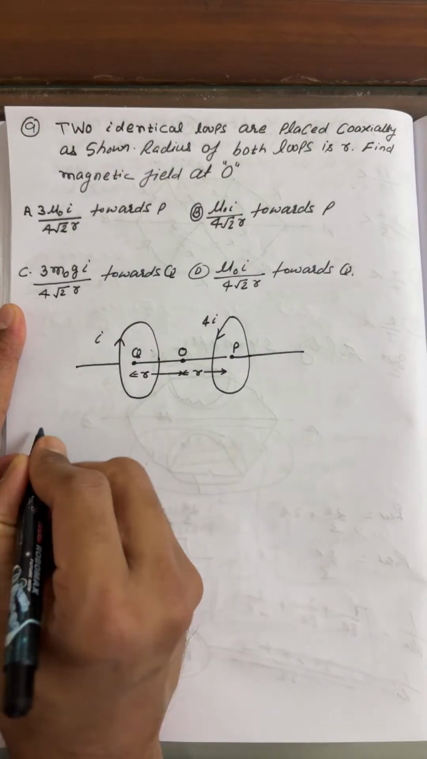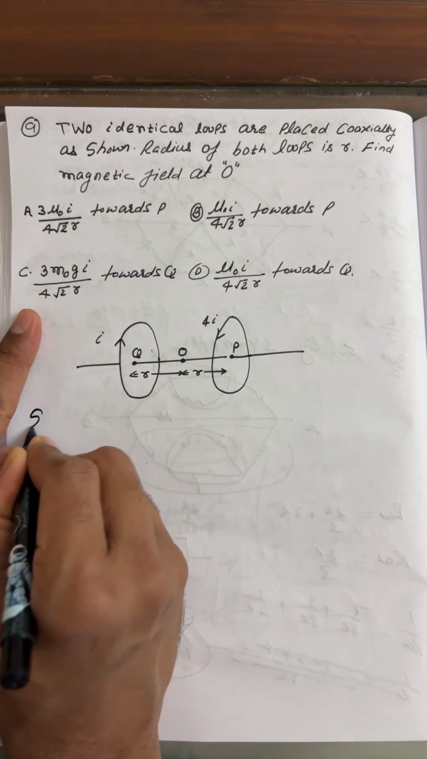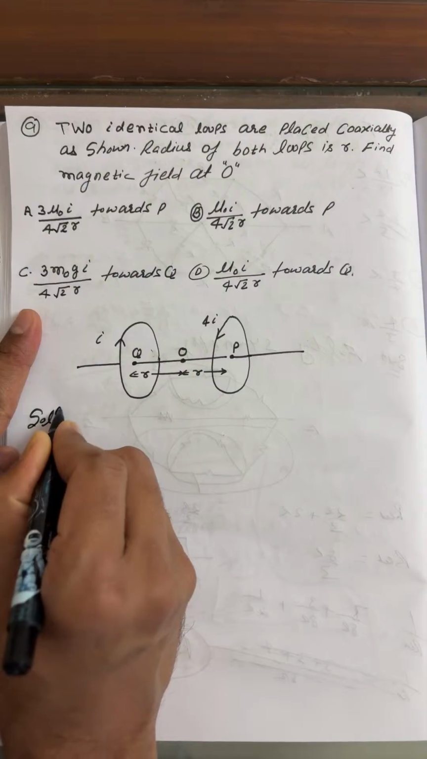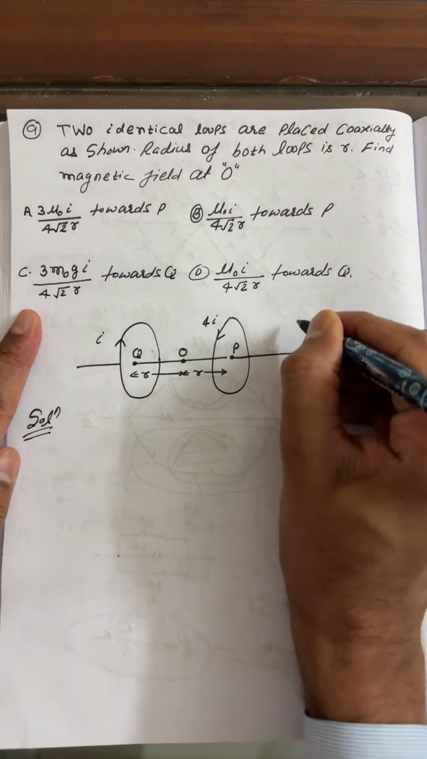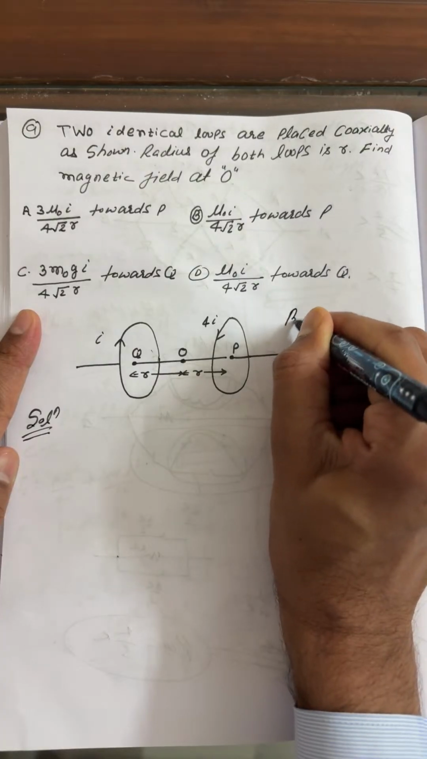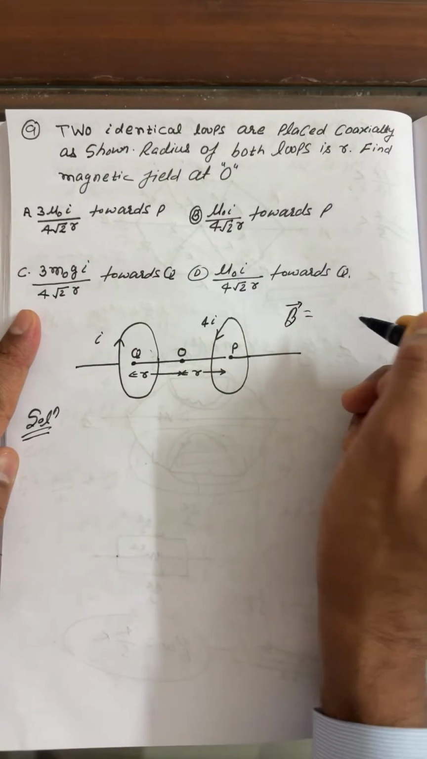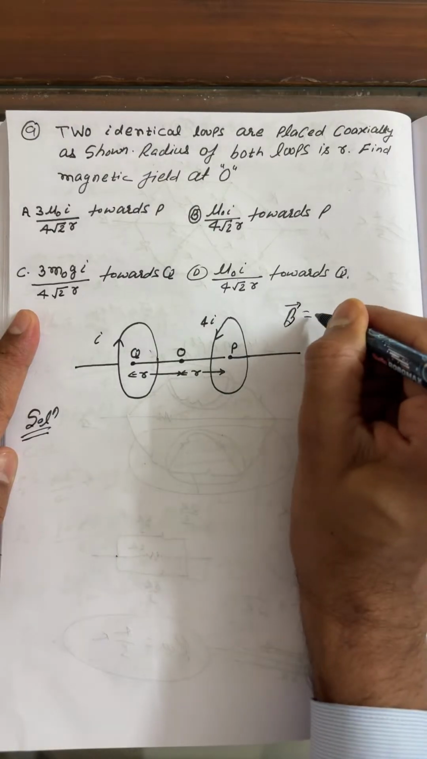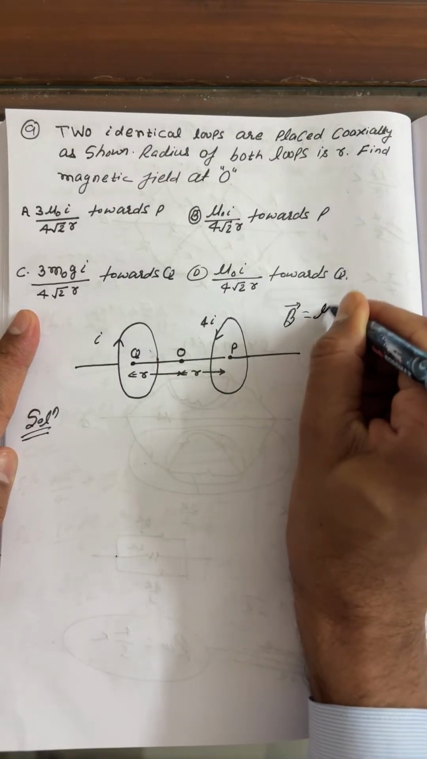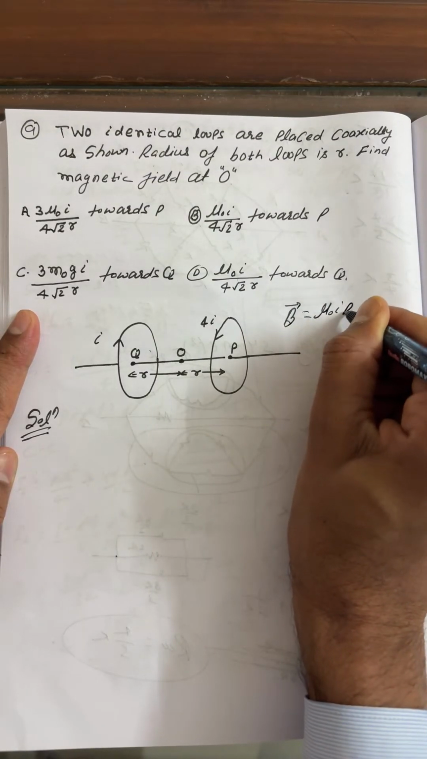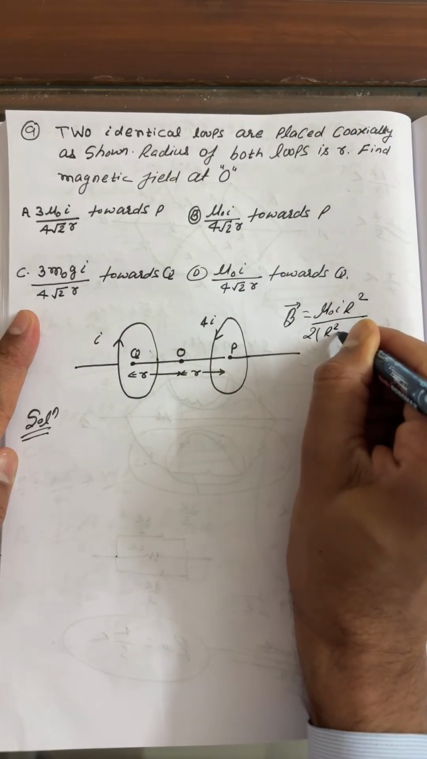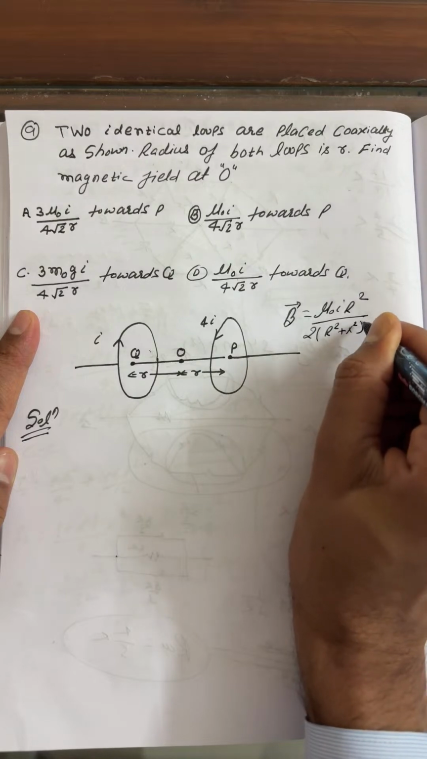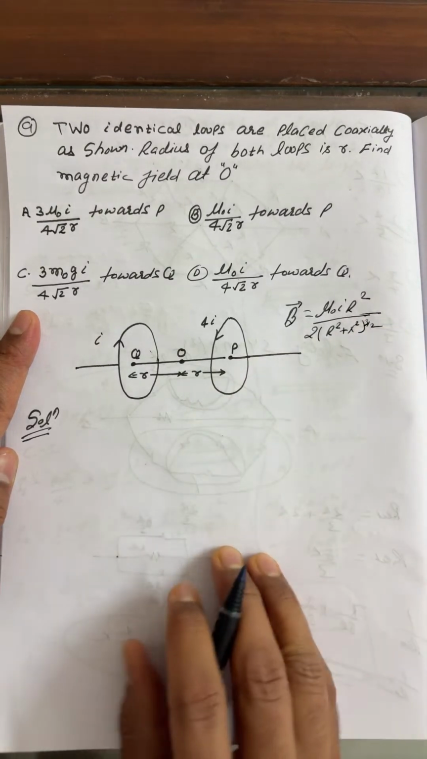For getting the magnetic field, students, before starting the calculation of these questions, you have to keep this formula in your mind: the magnetic field on the axis of a current carrying ring. This is mu naught into I R square upon twice of (R square plus X square) to the power 3 by 2.